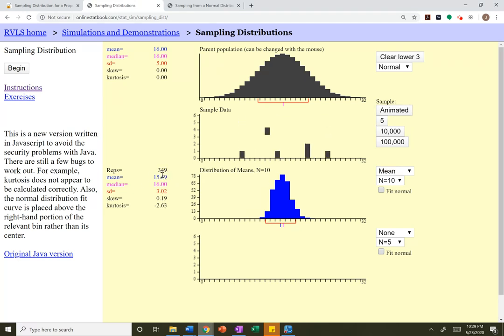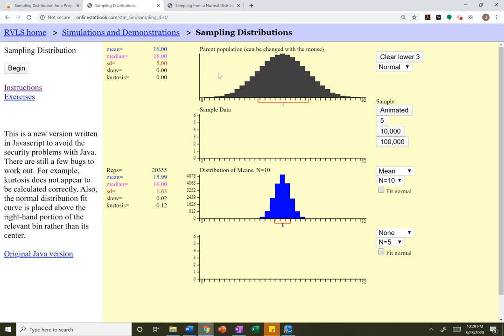So far, I've done this 350 times. I've taken a sample, found a sample mean. If I keep doing this, look at the shape of this distribution. The shape of this distribution is still normal. Look at the mean, 15.99. The mean didn't change. The mean of my sampling distribution is still the original mean.